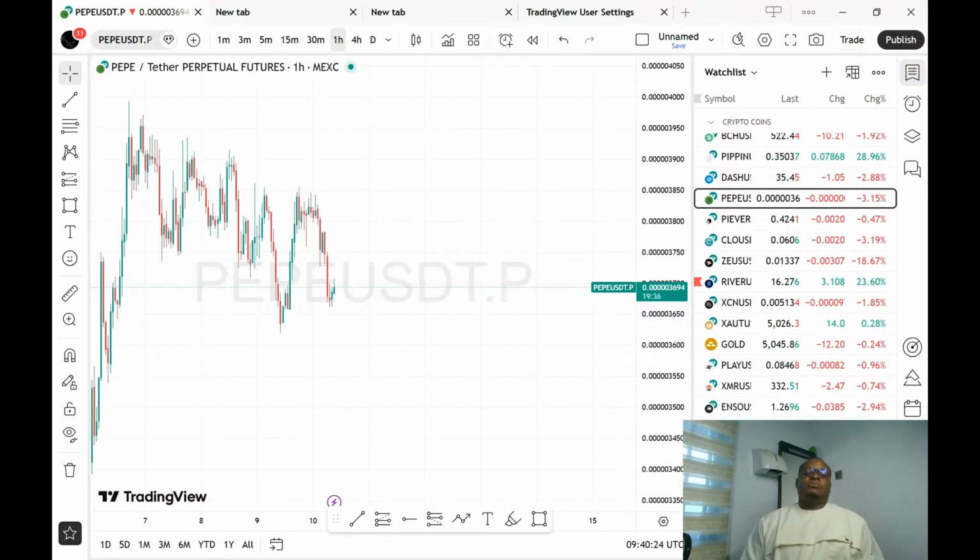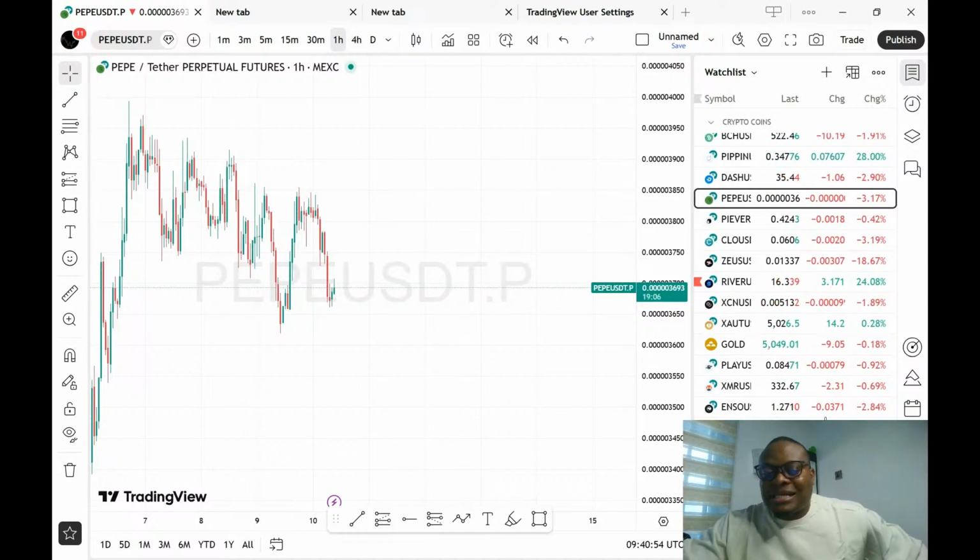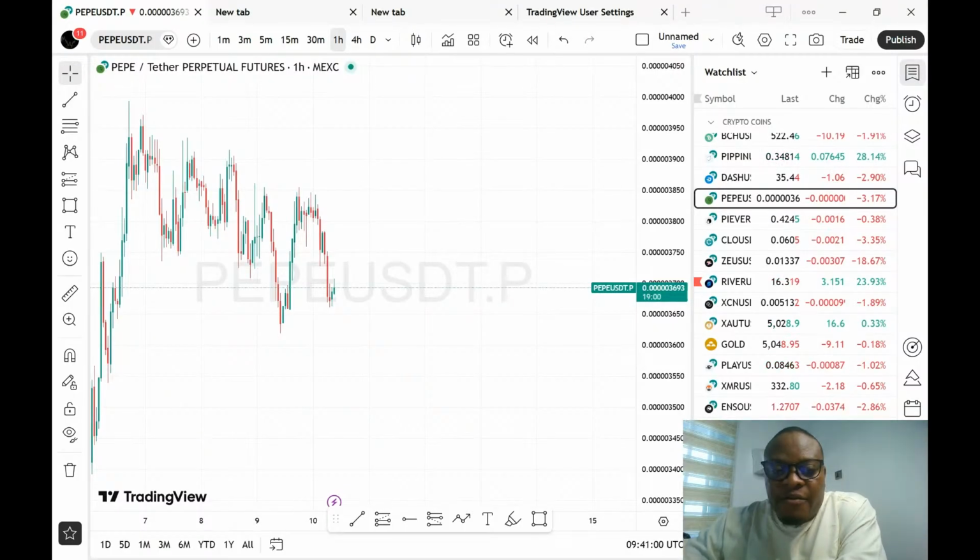Order blocks must have fair value gap, liquidity, change of character or break of structure. Now I believe you know what change of character is. Change of character means the market changes structure, while break of structure means continuation of the trend. Nobody is perfect, but understanding how to analyze your trade is very, very important.